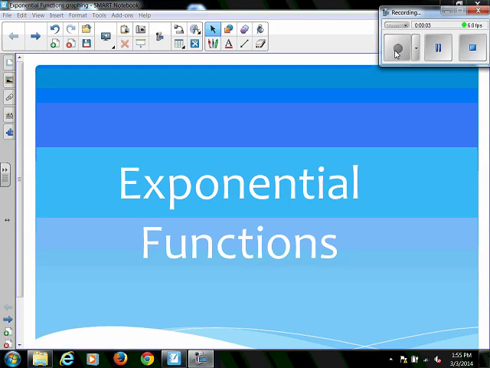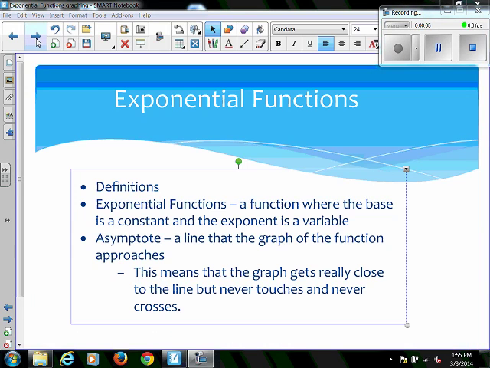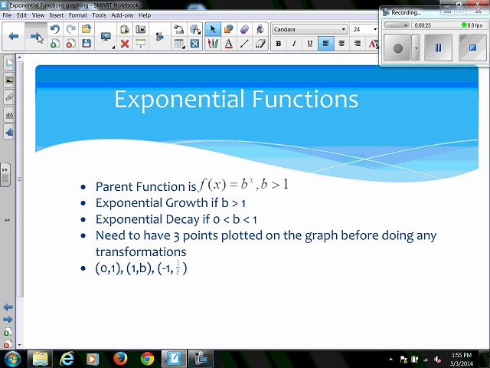Today's lesson is on exponential functions. Some definitions that we need to know. An exponential function is a function where the base is a constant and the exponent is a variable. An asymptote is a line that the graph of the function approaches. This means that the graph gets really close to that line but never touches it or crosses.